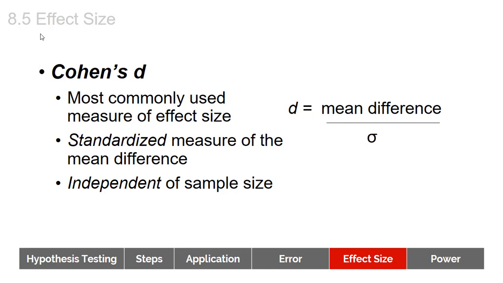So Cohen's d is the most commonly used measure of effect size. We call it a standardized measure of the mean difference because it is independent of sample size. If you look at the formula on the right for Cohen's d, it's basically a ratio of the mean difference between the population mean and the sample mean and the standard deviation. So this is very similar to the formula that we've used before, where the mean difference is what we're seeing in our data, and the standard deviation is sort of the typical, what we would expect. Mean difference, that's the data we collect, and the standard deviation is what we would expect.